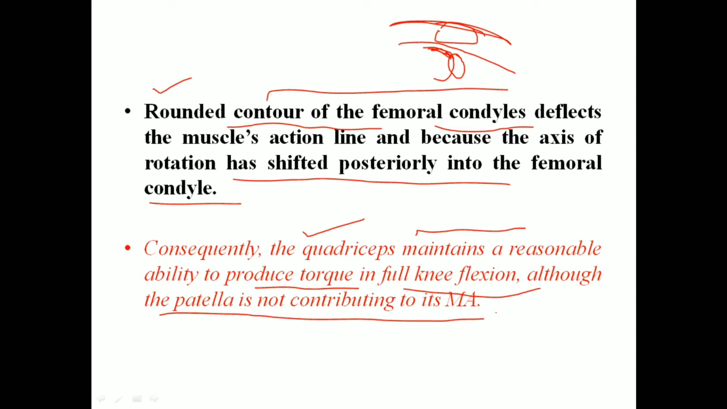So this is another reason why, if our patella goes inside the intercondylar notch, from that position of full flexion we are still able to generate a torque to produce knee extension. How? Because at that time the behavior of the anatomical pulley is done by the femoral condyle, on which the movement occurs, and that femoral condyle deflects the muscle action line. Okay, so this is how the movement takes place.